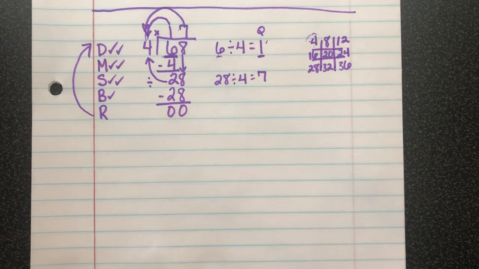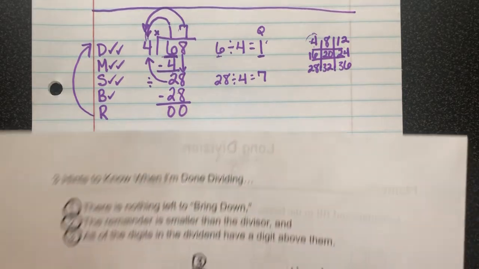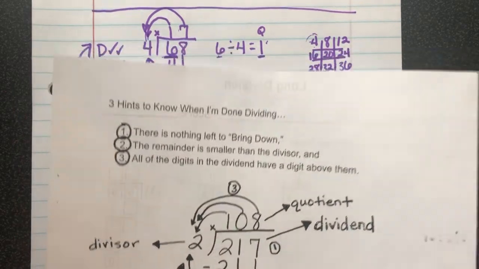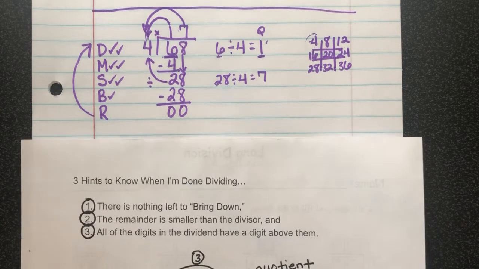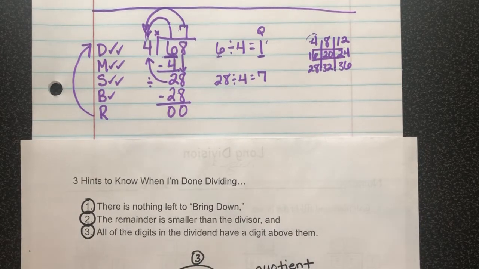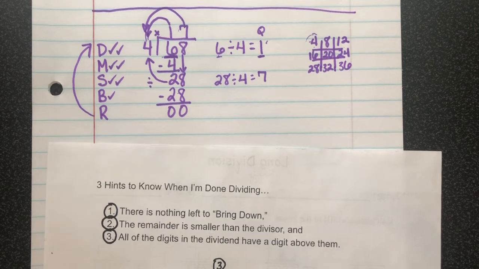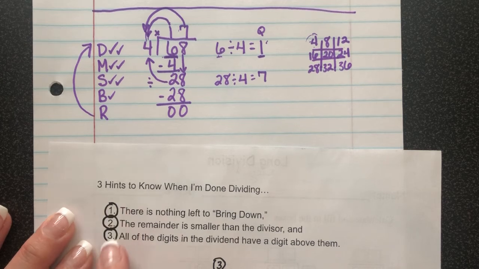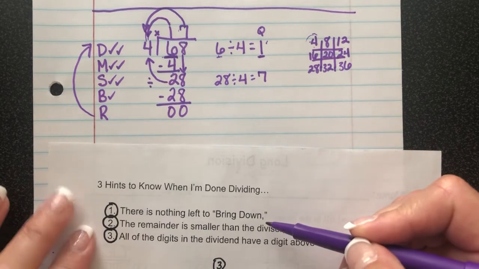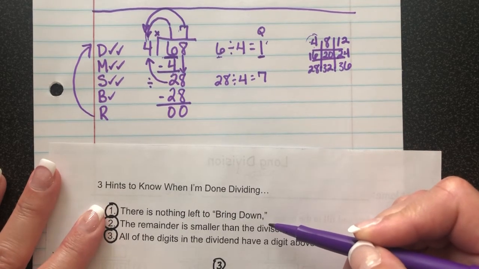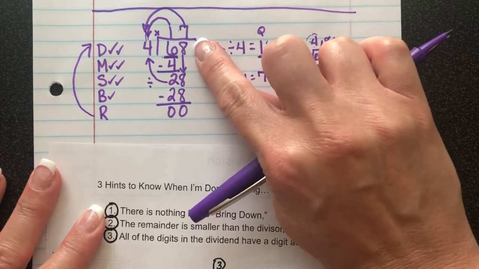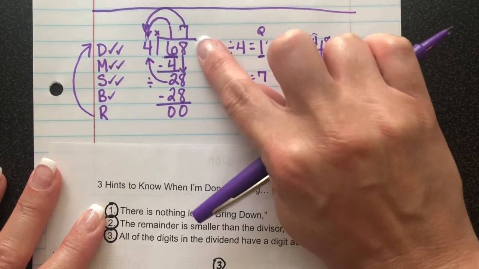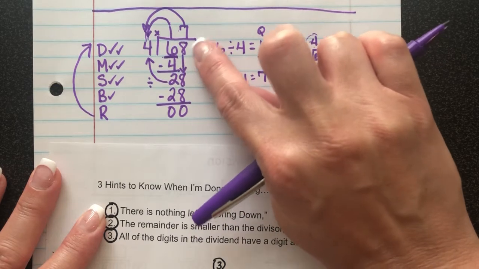Okay. Now, from here, I'm going to pull out another sheet that's in your packet. Looks like this. The 3 hints to know when I'm done dividing. And it has a different example underneath them. I'm not going to go over that one. I'm going to use our example that we're working on. Okay, so here are the 3 ways. Okay, if you satisfy 1, 2, and 3 here, then that means you're completely done dividing. Okay, so number 1, there is nothing left to bring down. Remember, we bring down from up here. Okay, there's nothing left over here. We've already brought this 8 down. There's nothing left to bring down.